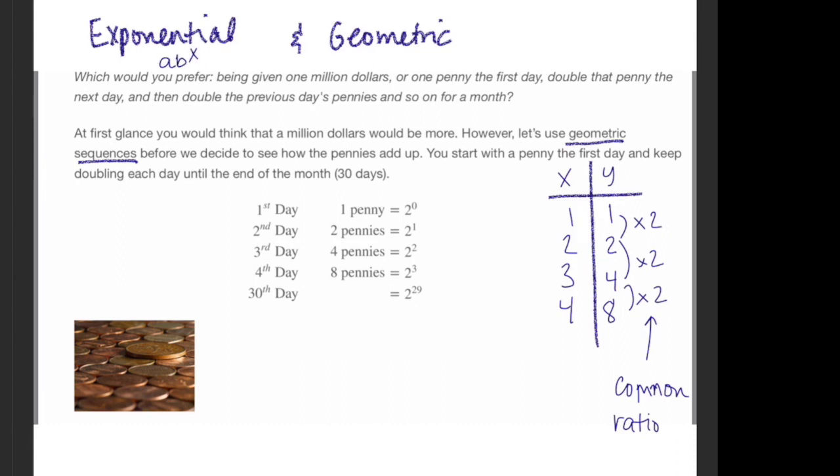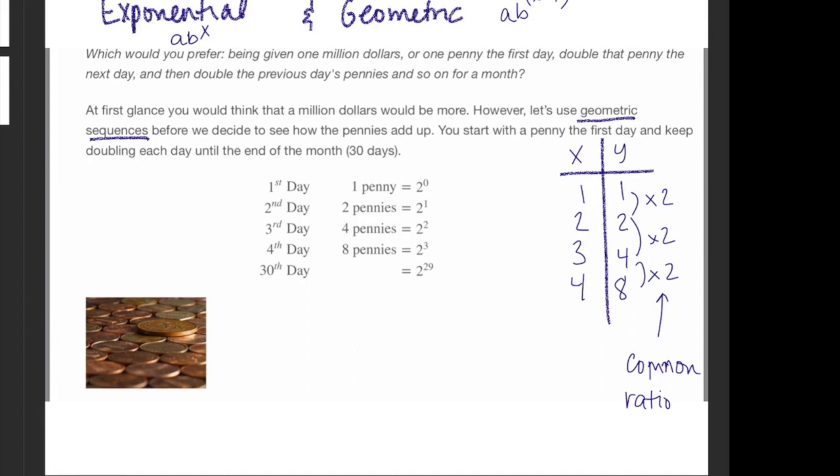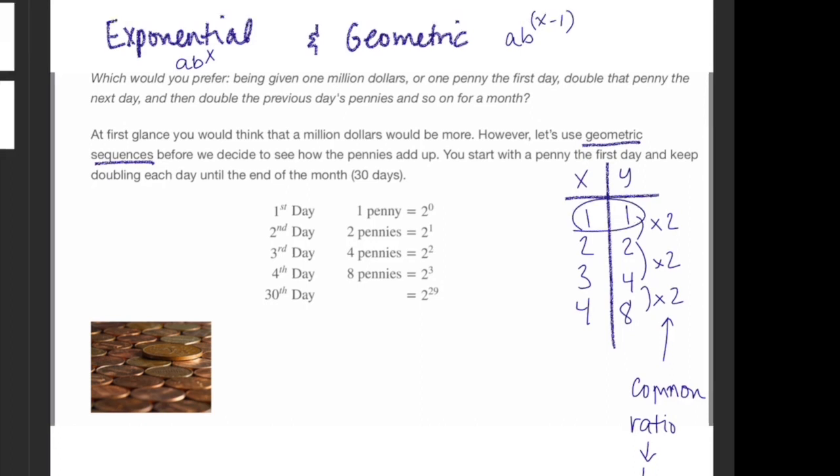And I'm going to go ahead and type the formulas for each one here. So exponential is a times b to the power of x. And then geometric is cut off a little bit, so I'm going to say, and you write it on your paper, a times b to the power of x minus 1. So we already said my common ratio is b. And my initial value, or a, is going to be 1. That's the value of y when x is 1.